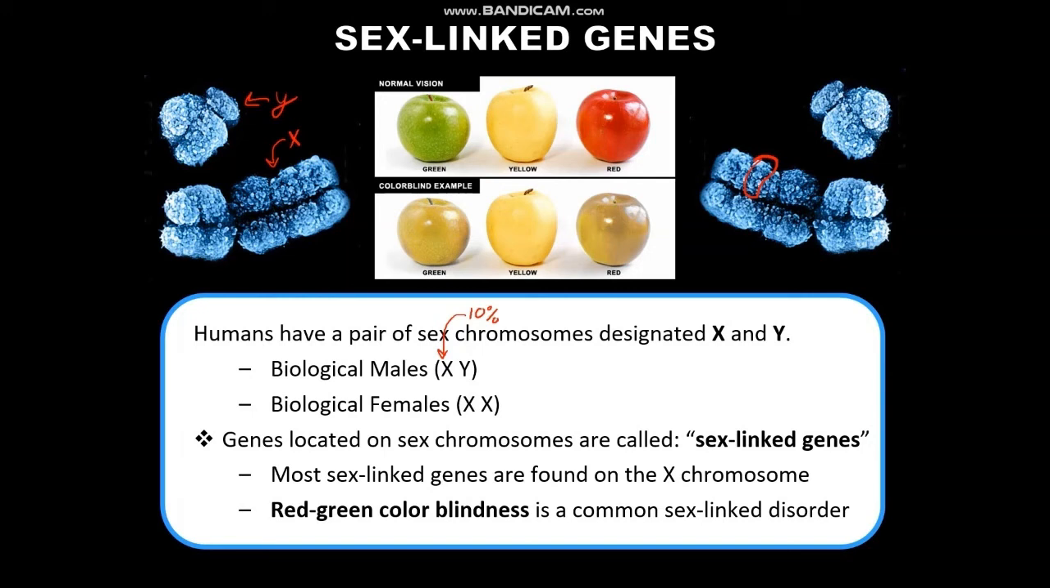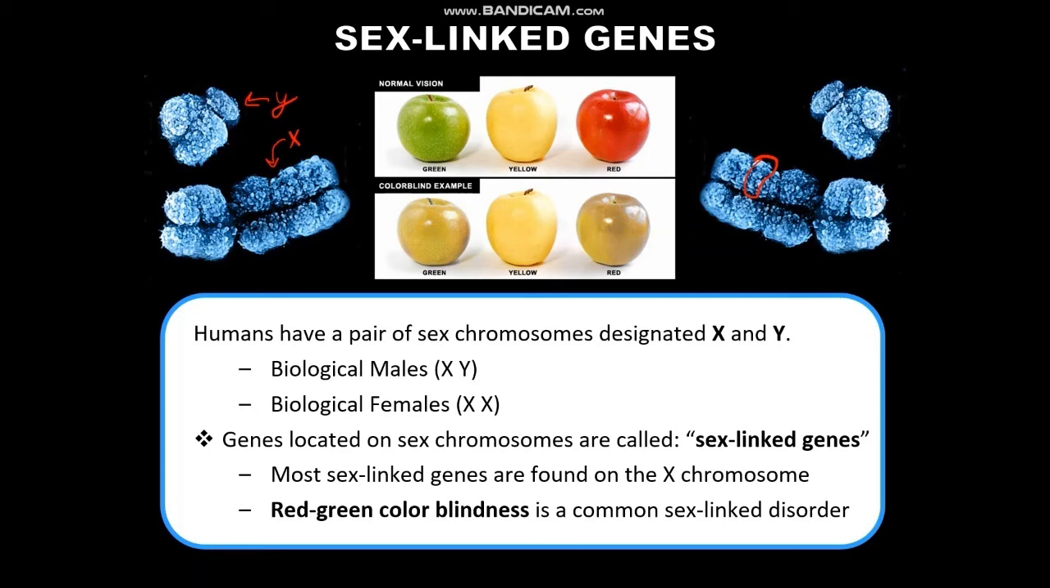However, since it's a recessive trait, for females to inherit that same condition, they would need 2 of those affected X chromosomes. So 10% odds that their first X chromosome is going to have that condition, but 10% odds that the second one will. You multiply that together and you find that only 1% of the female population would end up with that condition, which is 1/10 as many as the male population. So that's what happens if a recessive sex-linked gene is on the X chromosome.